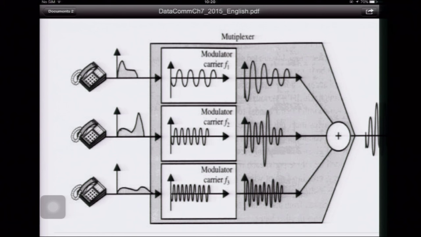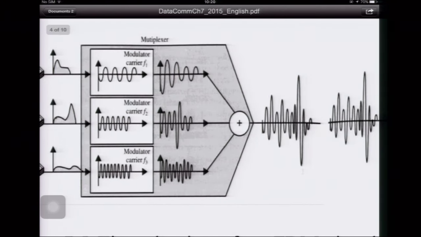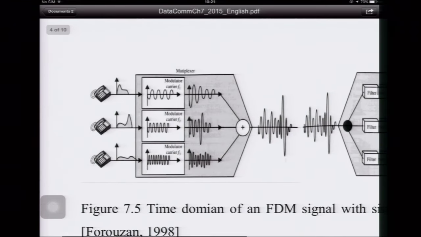When you modulate with the AM signal, amplitude modulation, you see that the envelope of the modulated signal follows the amplitude of the baseband signal. The frequency of the modulated signal on the right is the same as the frequency of the carrier signal, but the amplitude follows the amplitude of the baseband. Then you combine them together and you get this signal. So you transmit this signal on only one link.